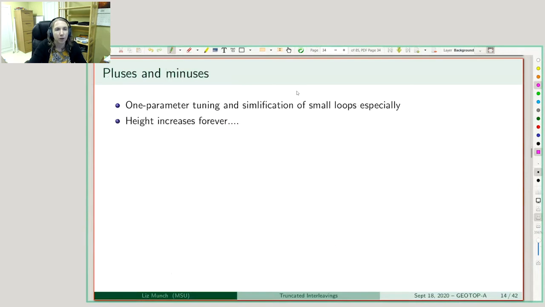Okay. All right, so pluses and minuses of this whole procedure. So one: parameter tuning and simplification of small loops. I think that this has the potential to be used in applications where I might want to sort of denoise some sort of interesting system. I could imagine some sort of Reeb graph that maybe had some bubbles, but there's a global overarching structure that I wanted to keep intact.